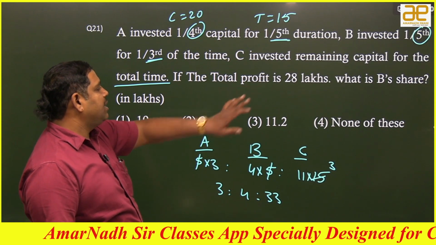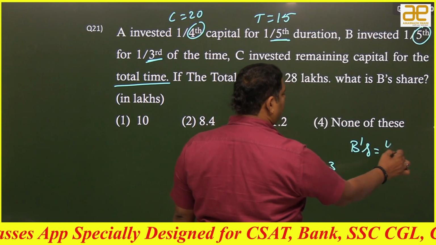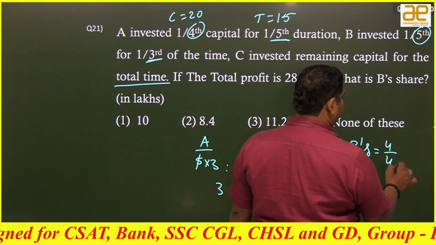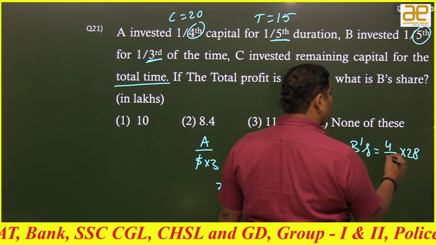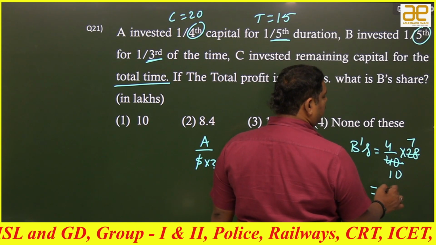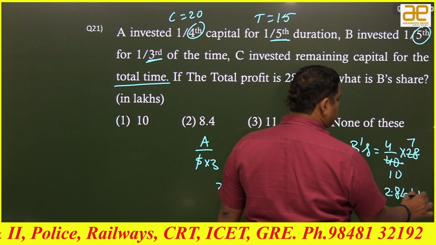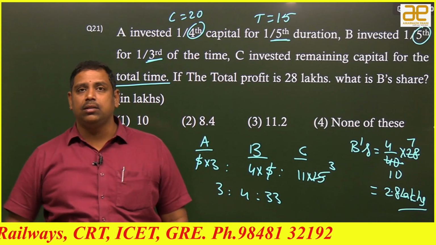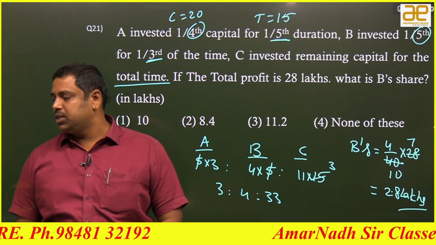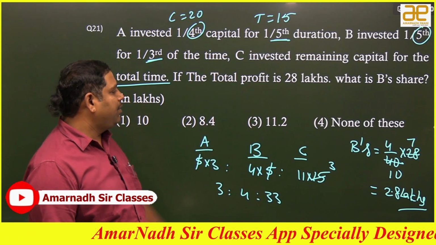Total profit is 28 lakhs. He is asking about B's share. B's share means what we have to do? B is 4 out of the total, which is 3 plus 4 is 7, plus 33 is 40, into 28 lakhs. 4 tenths, 4 7s. 7 4s are 28, by 10 means 2.8 lakhs. How many of you got this answer? Got it. Okay, good. What about Mr. Javagal Srinath? Yes, sir. Right, this is the answer for this one.